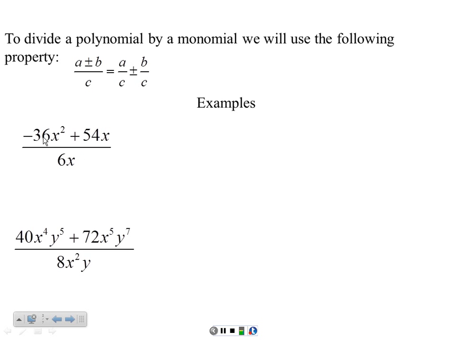So for example, negative 36, 54, and 6 will all reduce by 6. So I know that the 6 will go into itself one time, 6 will go into negative 36 negative 6 times, and 6 will go into 54 9 times. Well, in the same sense, all of these x's will reduce by 1x. So this x will cancel out this one and this one. So on top, I have a negative 6x plus 9, and then on bottom it just goes to 1. So this answer is fine with me.